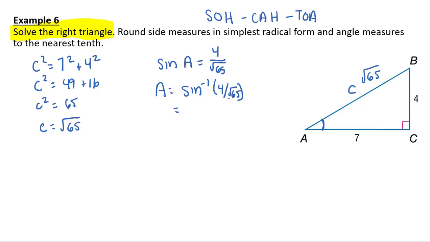Opposite over hypotenuse, so now I'm going to get the right answer. Right, square root 65. All right, angle A is 29.7.